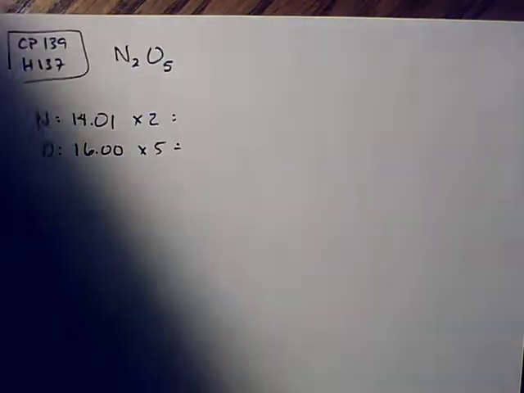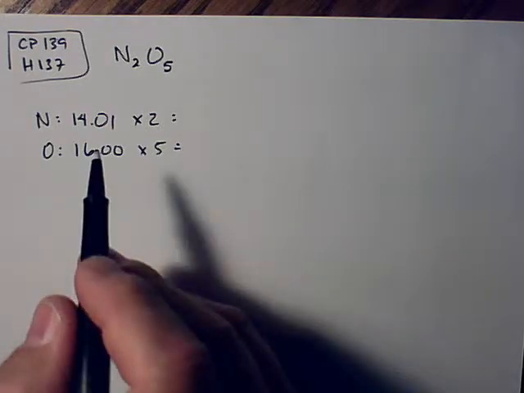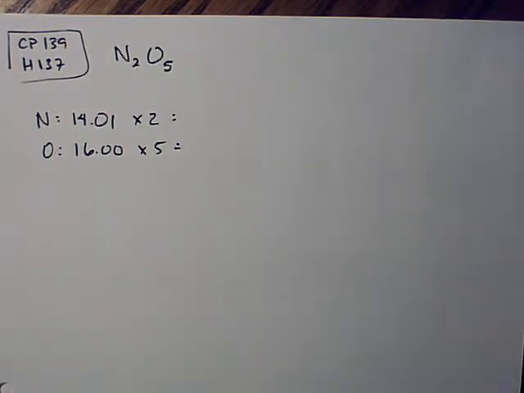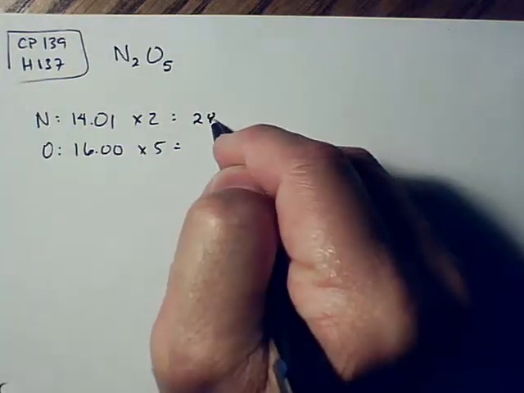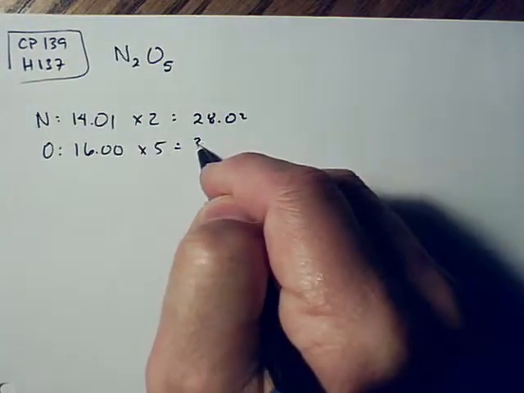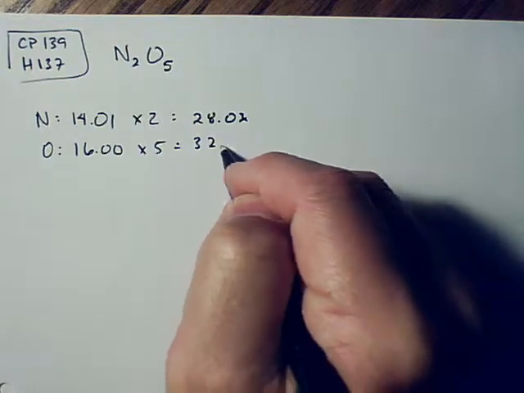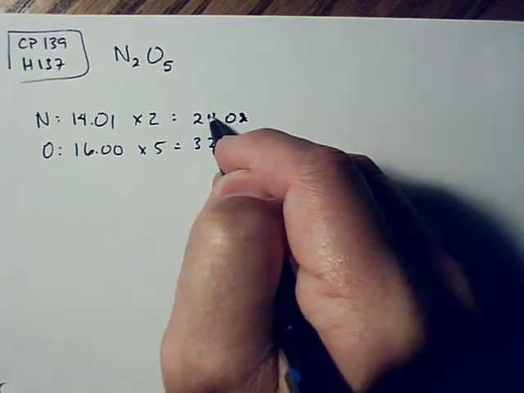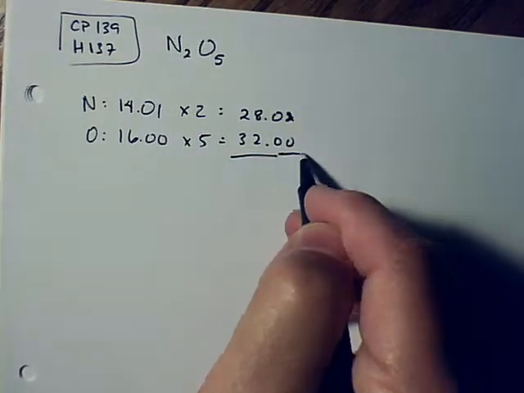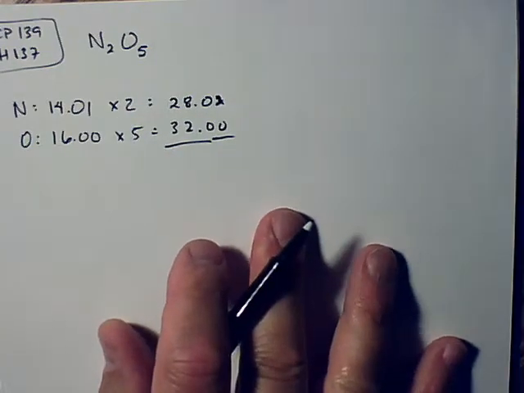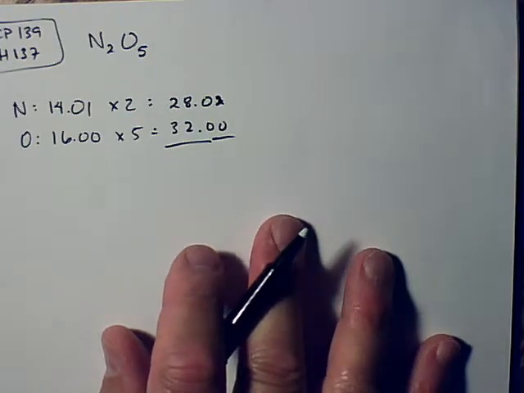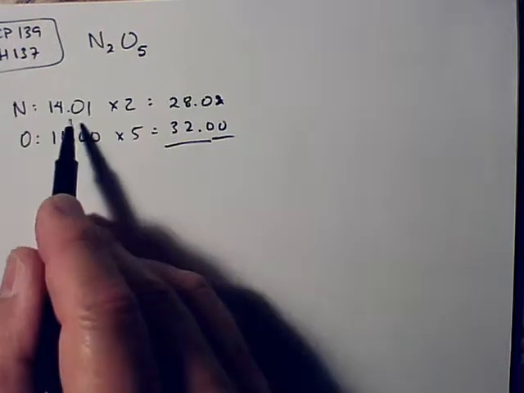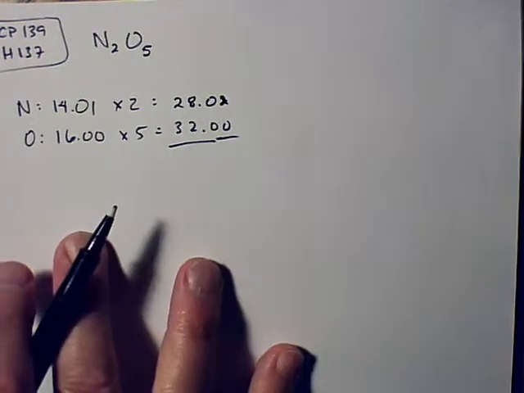And so we're going to find out what multiplying 2 of these together is. Well, I can do that in my head. 28.02, and this is going to be 32.00. Okay? Then we're going to add all these together. The definition of molar mass is the sum of all the atomic masses, that's what these numbers are, of all the atoms in a formula.